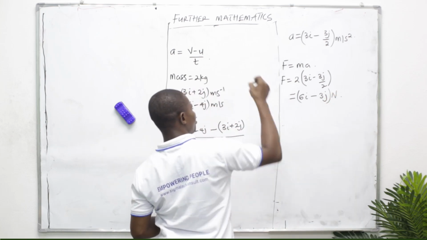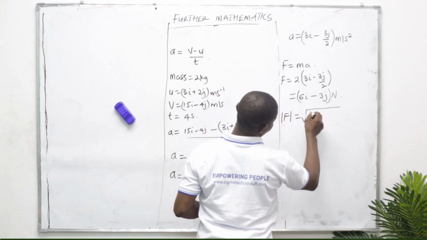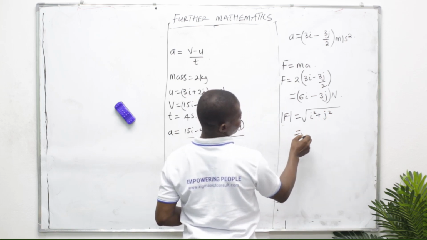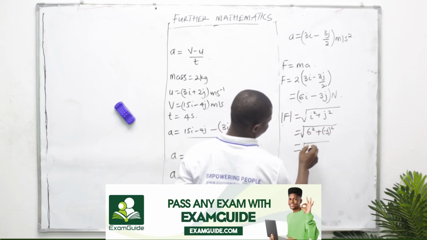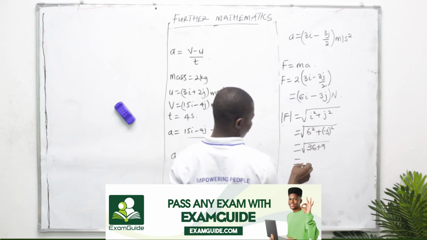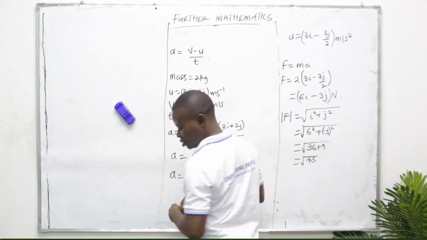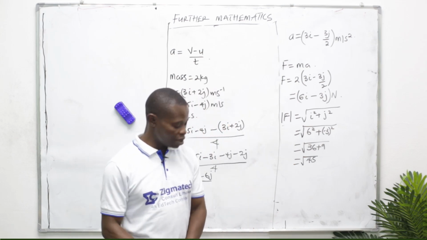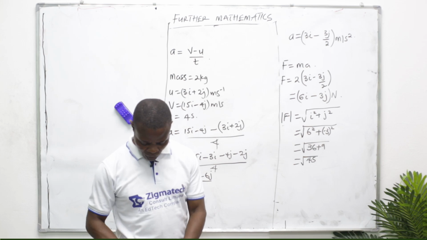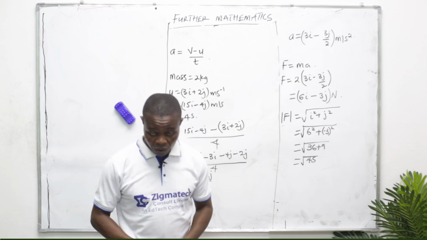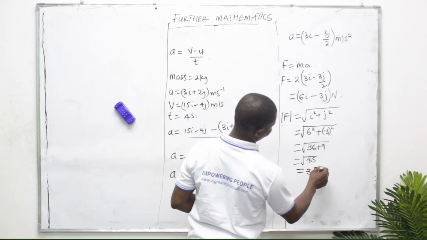Newton. But the question is magnitude of the force, that is absolute F. Magnitude of F equals square root of i squared plus j squared, to give us 6 squared plus minus 3 squared, to give us 36 plus 9, to give us square root of 45. 3 squared is 9, 6 squared is 36. 36 plus 9 equals 45. Square root of 45 equals 3 root 5.